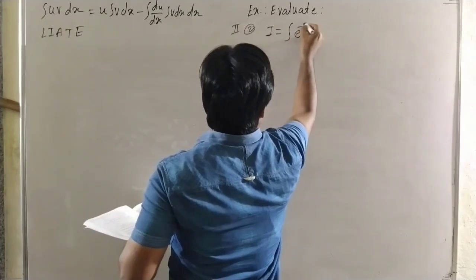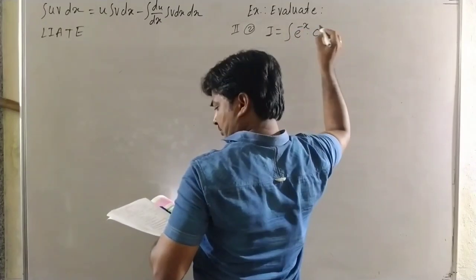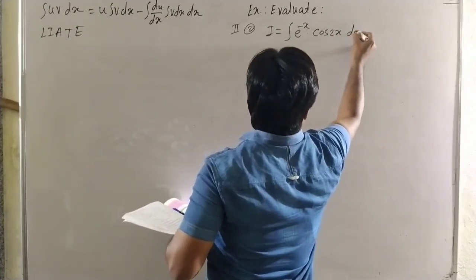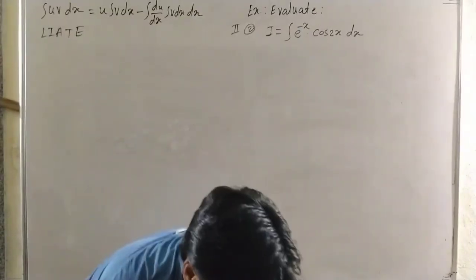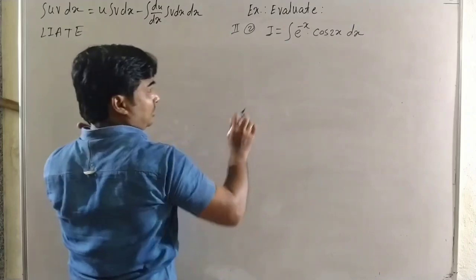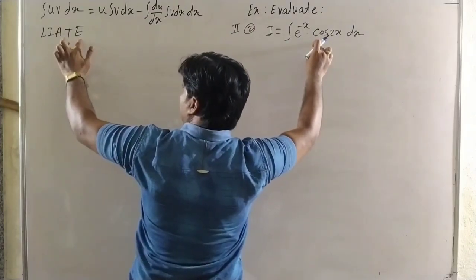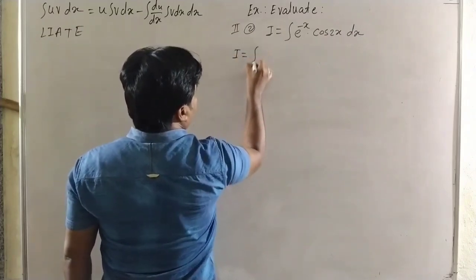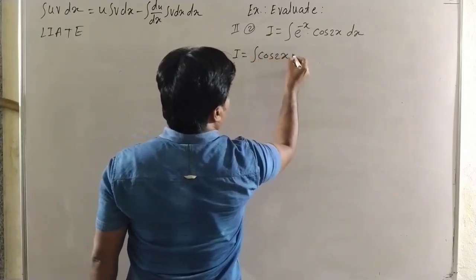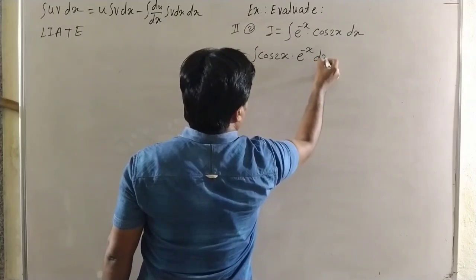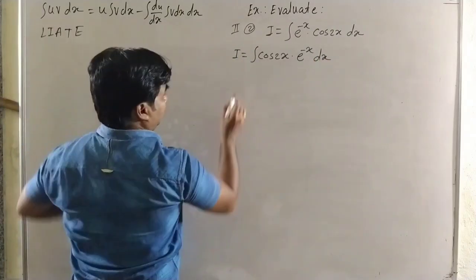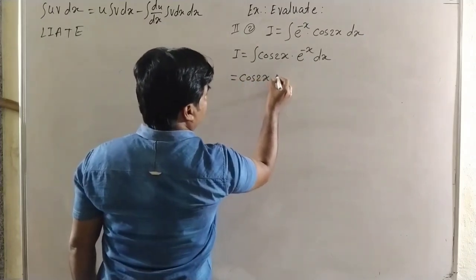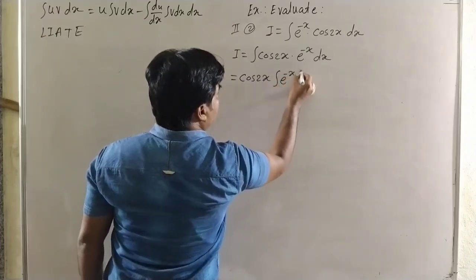Integral is equal to e raised to minus x into cos 2x dx. Okay, here we can solve. Again same procedure. The trigonometric function is the first function and the exponential function is the second function. So here we can write integral of cos 2x into e raised to minus x dx. Now here we use the u into v formula. Therefore it is cos 2x into integral of e raised to minus x dx.